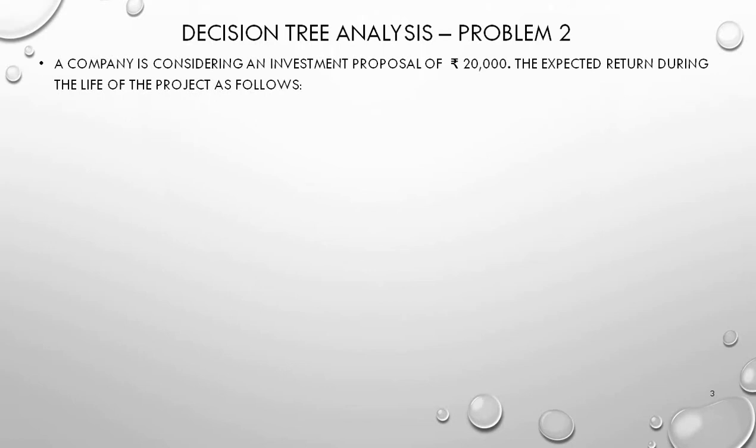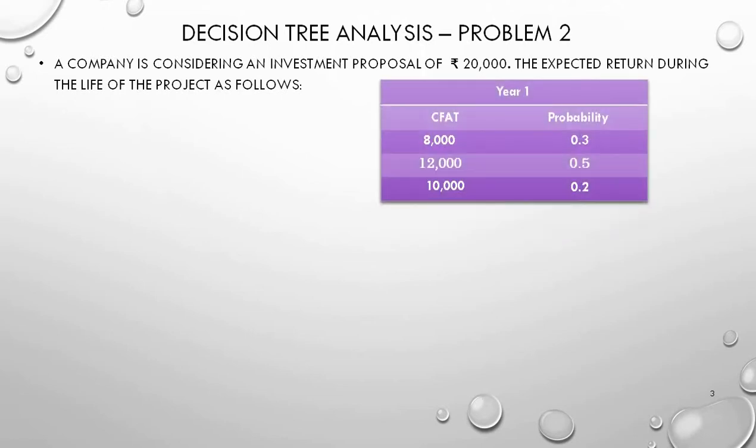A company is considering an investment proposal of rupees 20,000. The expected return during the lifetime of the project is as follows. Year 1, cash flow after tax and probability: 8,000 with 0.3, 12,000 with 0.5, 10,000 with 0.2.